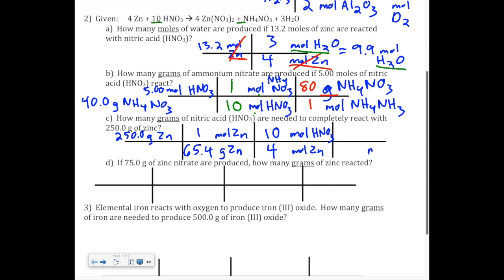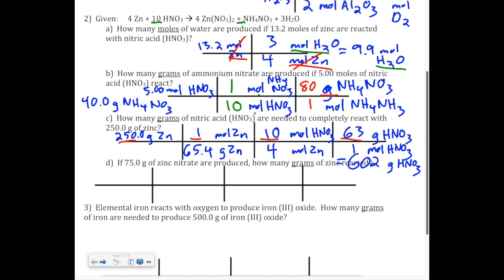So then I need to put moles of HNO3 to grams of HNO3. Now, the molar mass of nitric acid is 63 grams per mole. I looked that up from the periodic table. I'm not memorizing them and making them up. And I get 602 grams of HNO3.